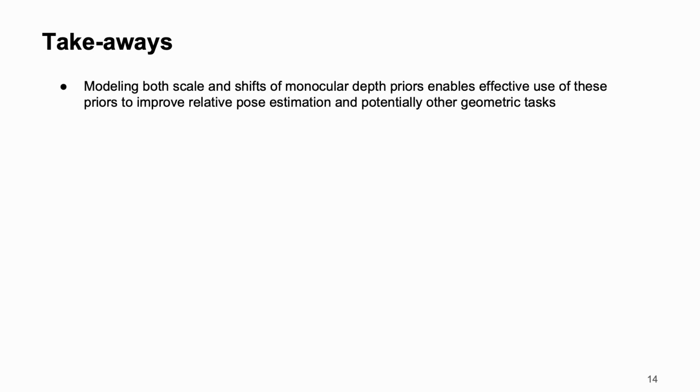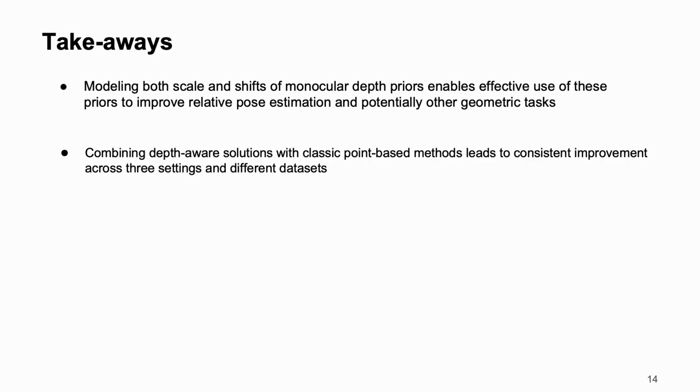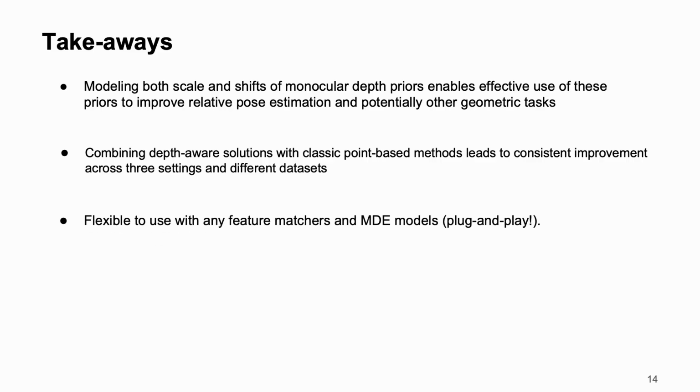In conclusion, in this paper we show that modeling both scale and shifts of monocular depth priors enables effective use of the depth priors to improve relative pose estimation and potentially other geometric tasks. We propose to use hybrid estimation to combine depth-aware solutions with classic point-based methods, leading to consistent improvement across the three settings and different datasets. Finally, our method is flexible to use with any feature matchers and monocular depth models in a plug-and-play way.